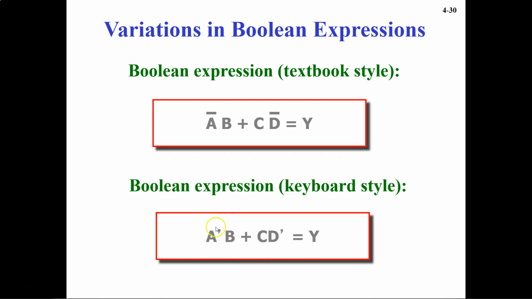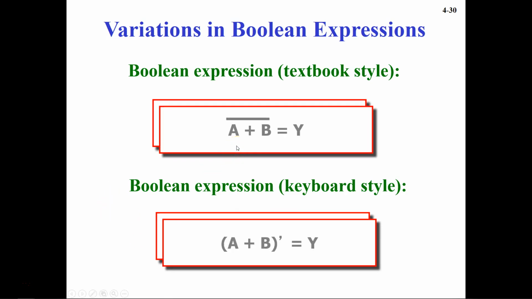So this type of apostrophe you use for complement when you are using a keyboard, right? So this is the difference. On a keyboard, it's impossible to use the bar unless you use special characters. So it is important to remember that these are the two different styles, so do not get confused. If you see something like this, that means A is complemented and D is complemented for this particular example.